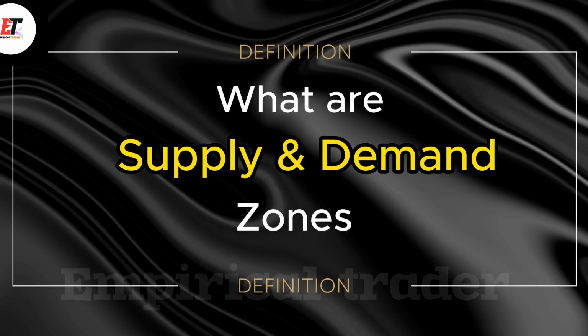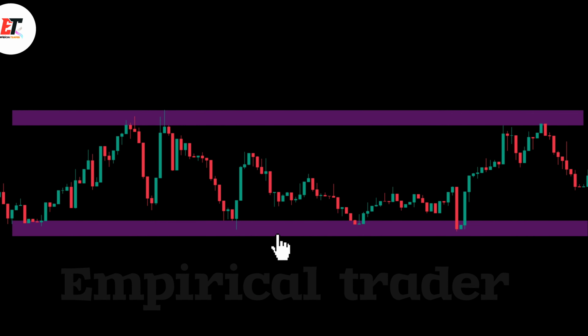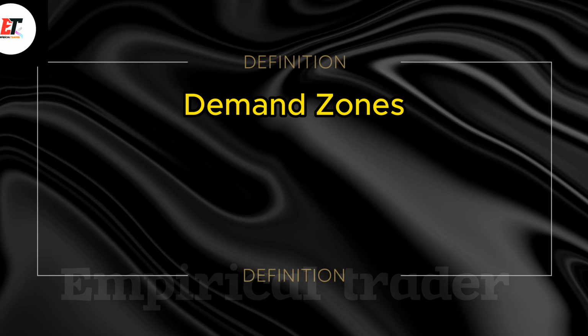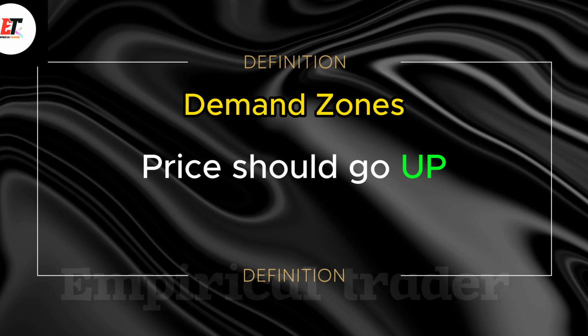So what exactly are supply and demand zones? The area below where the price reverses to the upside is known as a demand zone. Notice how price reacts to these demand zones. Think of it as a general area where price has previously reversed. Demand zones are where major banks and institutions view the asset as undervalued, giving a higher chance of buying or longing the asset. This results in the price of the asset moving towards the upside.